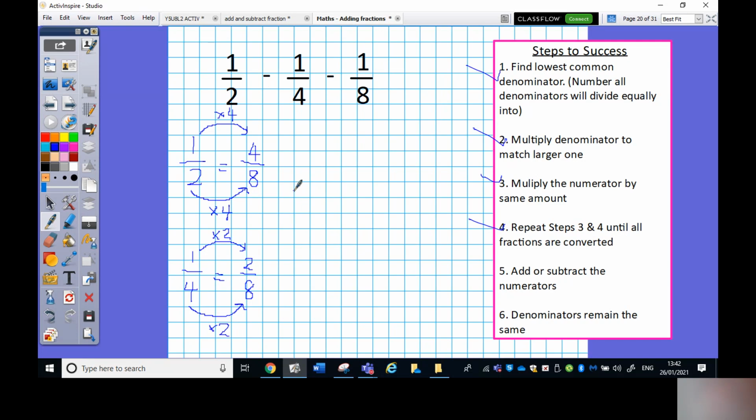So now I can write it out again. 4/8, take away 2/8. What's that? Yeah, equals 2/8. Well done. I still need to subtract my last fraction. So 2/8 take away 1/8 equals 1/8. Fantastic. So this is my answer, 1/8. Well done.